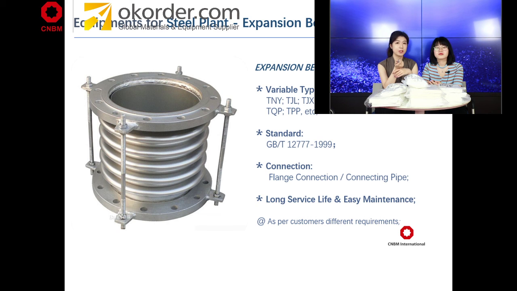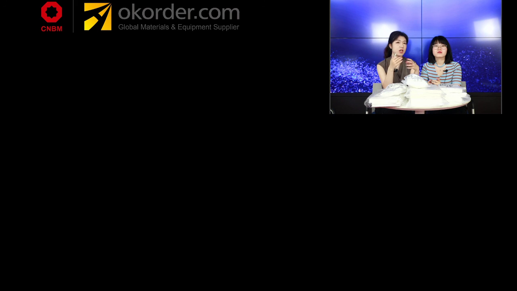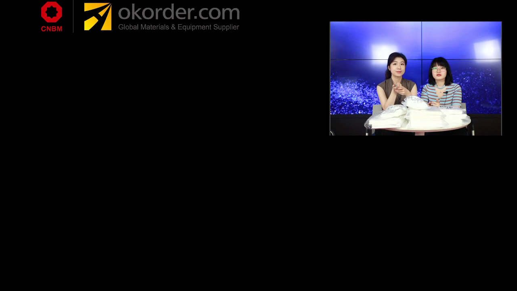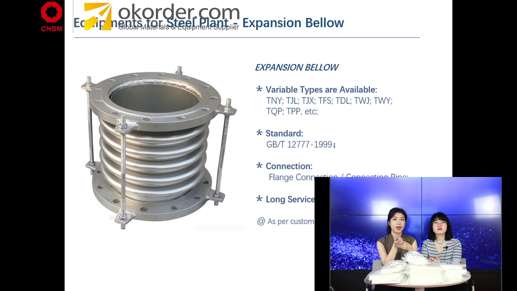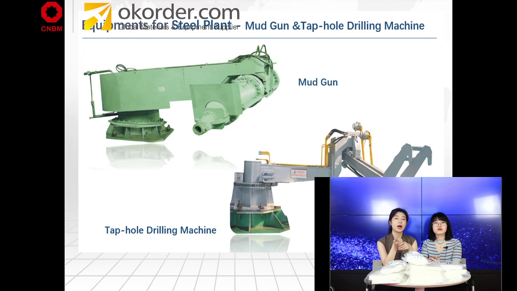And it's called expansion bellows. We actually have different types of expansion bellows: TNY, TJX, TDL, etc. All these are different, but they are all used for expansion in steel plants. Okay, so this we call mud gun and also tap hole drilling machine.